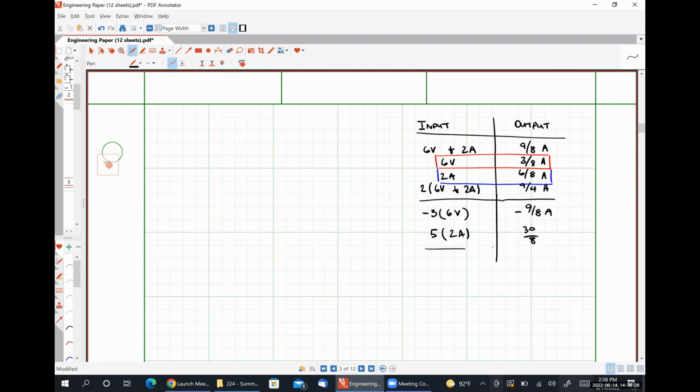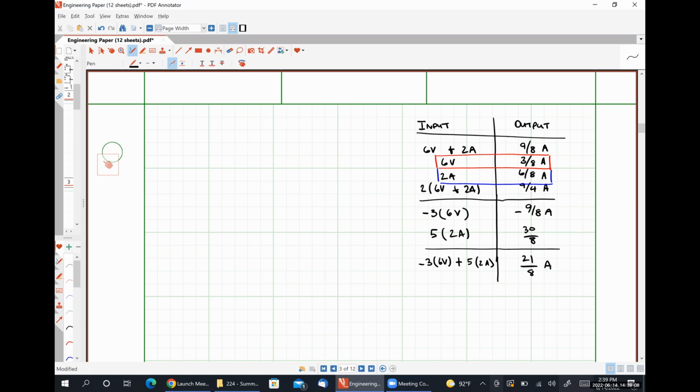And now, here's the interesting bit. Let's apply this together, okay? So if we scale our voltage source by a factor of -3, and we scale our current source by a factor of +5, we should expect to get an output that is the sum of our previous two results, which to me looks like 21/8 amps, if I did my math here correctly. So let's analyze exactly this circuit, okay?